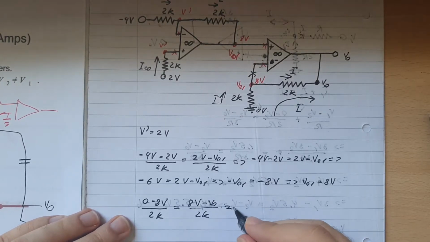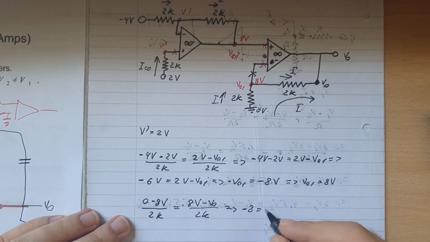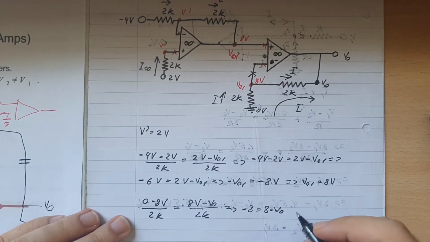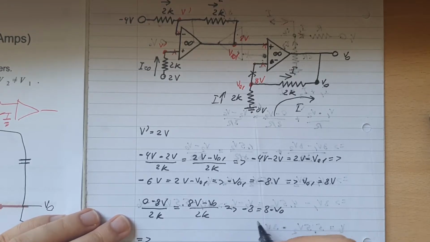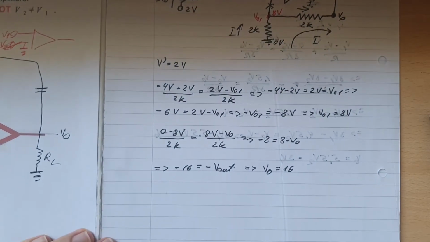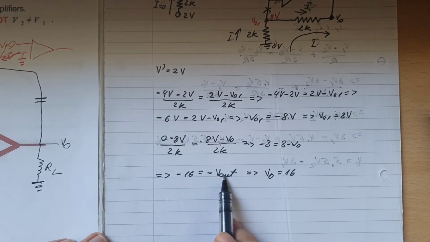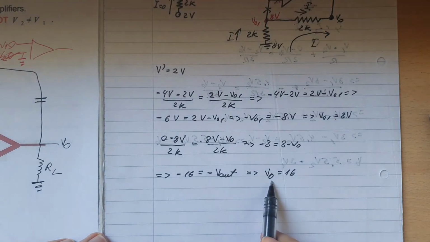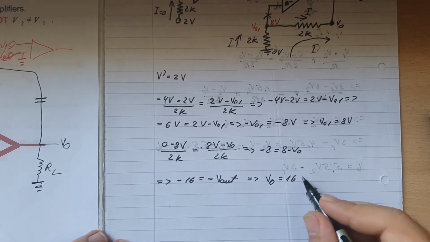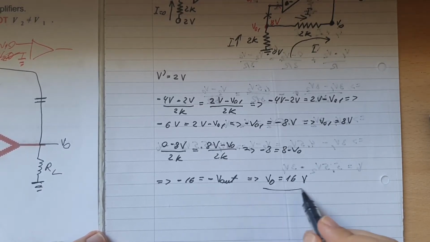Alright, therefore minus 8 will be equal to 8 minus V out, and then we move it to the other side, so minus 16 will be equal to minus V out, and therefore we just take out the negative signs, so V out, or whatever you want to call it, will be equal to 16. Oops, sorry, you didn't see the last equation, but it's self-explanatory. Therefore minus 16 is equal to minus V out, so we take the negative sign also, and V out will be equal to 16 volts. And that's our answer right here.